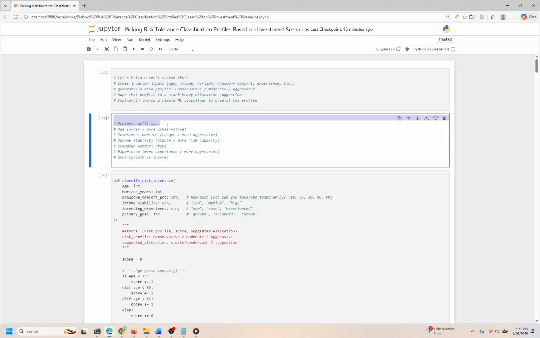Another important feature is income stability. Those with consistent income streams may possess a greater capacity for risk, since they can support their lifestyle regardless of short-term market fluctuations. In tandem with income stability, we look at drawdown comfort, which is a crucial measure of how much loss an investor can tolerate during downturns. This metric is essential because it helps gauge emotional resilience in the face of market challenges.